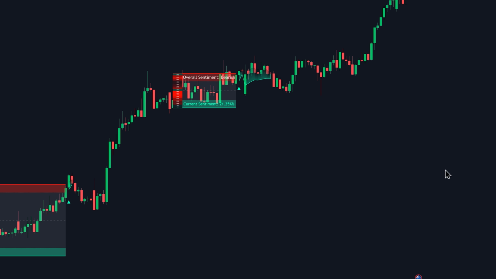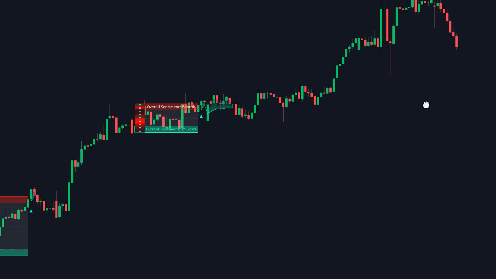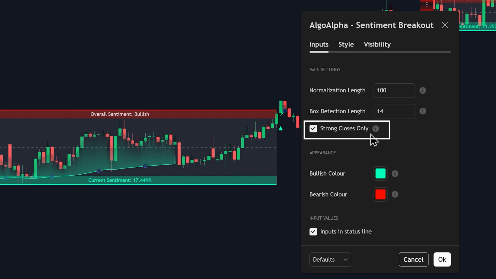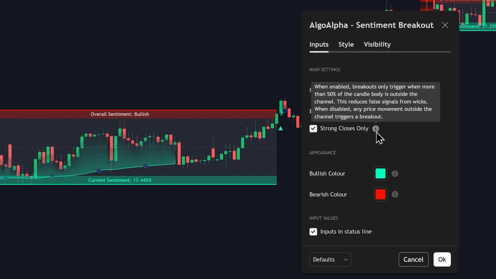Let's walk the settings so you can tune it to your speed. If you prefer clean signals, turn on strong closes only. That tells the script to count only proper closes through the boundary, filtering out weak pokes.